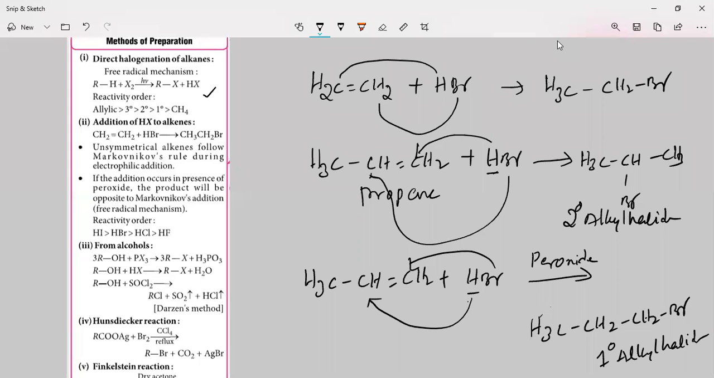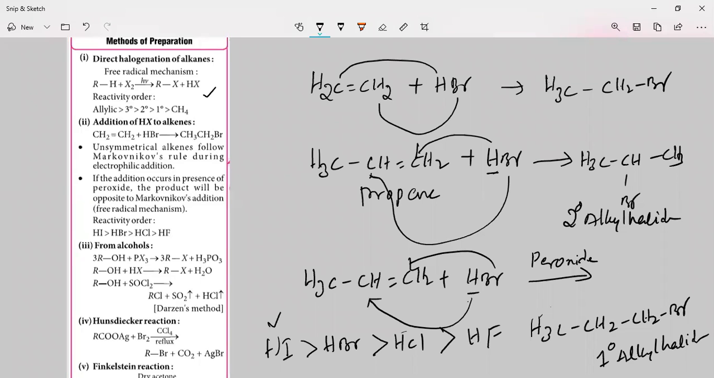Next, it will follow the reactivity order. Among the hydrogen halides, HI is more reactive compared to HBr. HBr is more reactive compared to HCl. HCl is more reactive compared to HF. So this is the order, right? That means hydrogen iodide can add across the alkene very fast compared to HBr. HBr can add to alkenes very fast compared to HCl. HCl can add to alkenes very fast compared to HF.